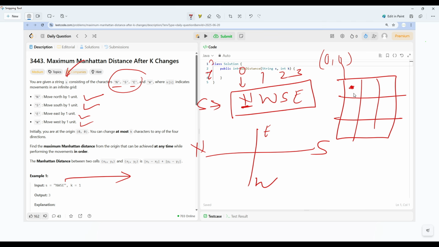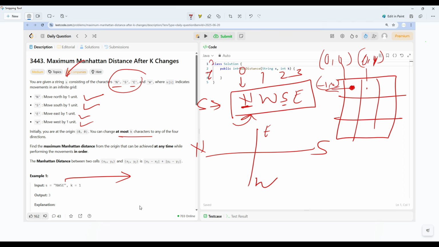So initially you are at the origin 0, 0, and you can change at most k characters to any of the 4 directions. Let's suppose you are at the origin and the given direction is north, so you have to move in that direction, meaning you go to -1, 0. If the given direction is south, you go the other way, meaning 1, 0. Sorry, the coordinates would be 0, 1. We have to move like that, correct?